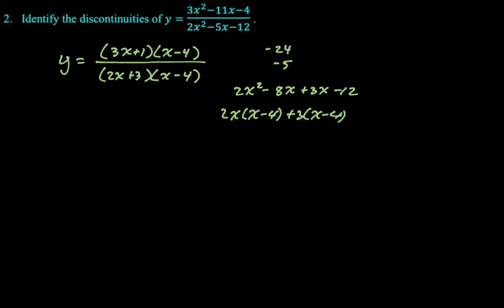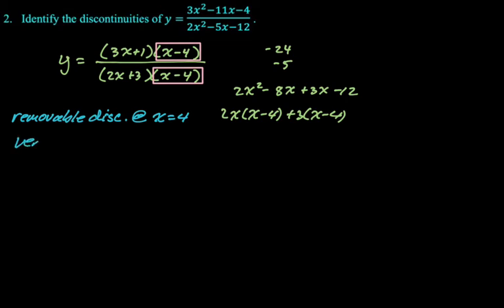All right, I look at this thing. X minus 4 shows up in the numerator and the denominator, so those can cancel. So that's a removable discontinuity. So we definitely have a removable discontinuity at x equals 4. And then we also need to consider what's happening with the 2x plus 3. 2x plus 3 is a factor of the denominator that doesn't cancel out. That's going to give us a vertical asymptote wherever that thing is 0. So there's a vertical asymptote at x equals negative 3/2.